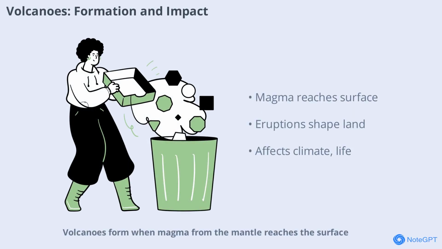Volcanoes form when magma from the mantle reaches the surface, often at plate boundaries. Eruptions can be explosive or gentle depending on the type of magma and the tectonic setting. Volcanic eruptions can have far-reaching effects, from creating new land to altering global climate. Studying volcanoes helps us understand the power and unpredictability of plate tectonics.